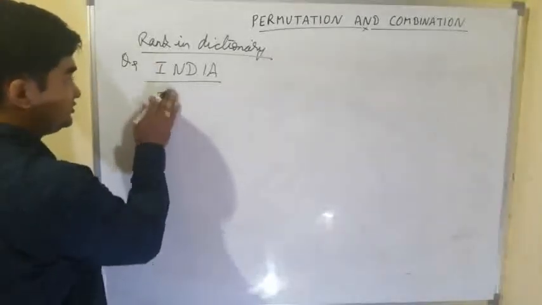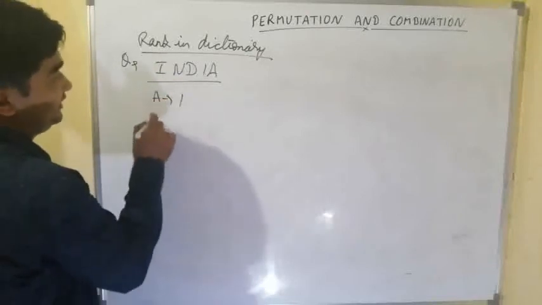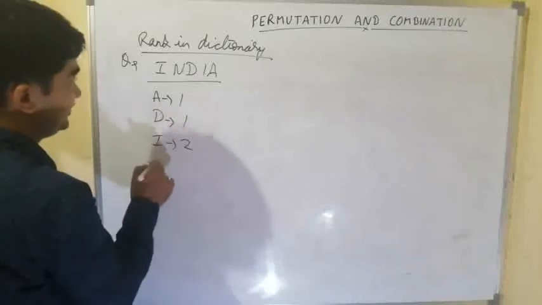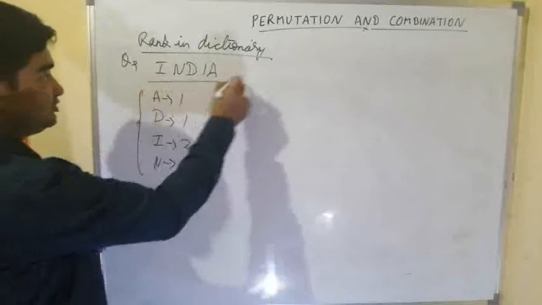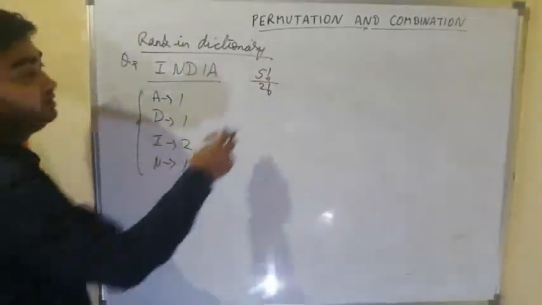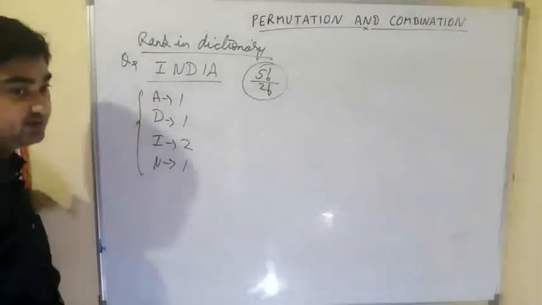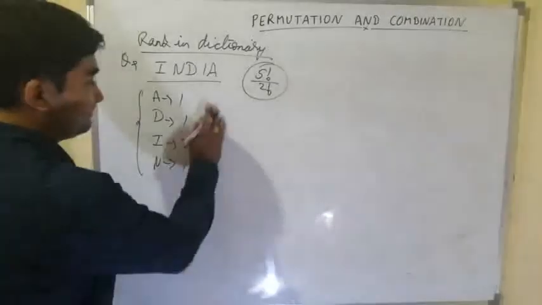Here, first A comes, A is only one time. Then D comes, only one time. Then I comes, 2 times. Then N comes, 1 time. From all the letters, how many words can we get? 5 factorial by 2 factorial, because 2 I's are similar. So these many words you can make. From these many words, what is the position of INDIA as per dictionary arrangement? So we will see how to find this.